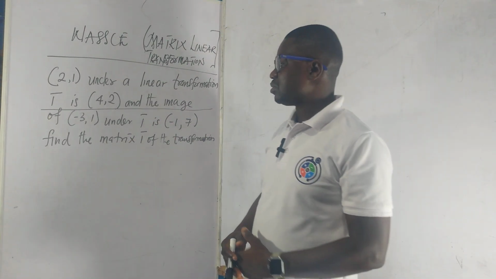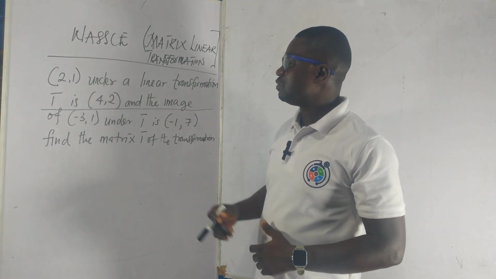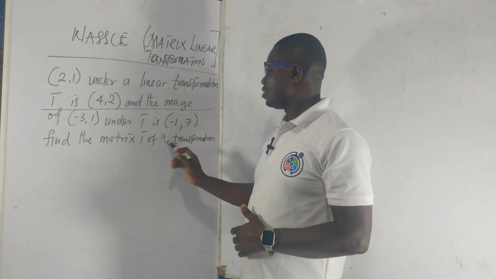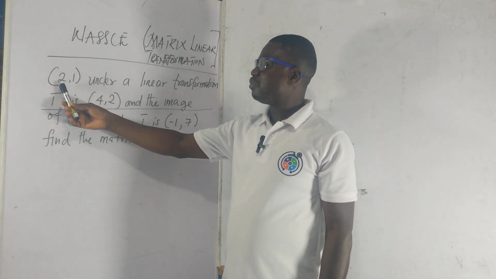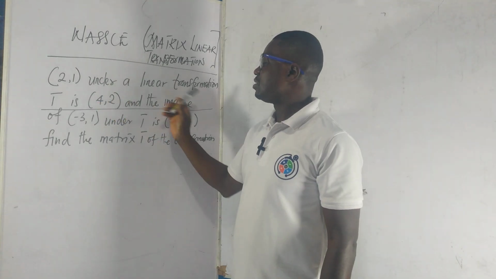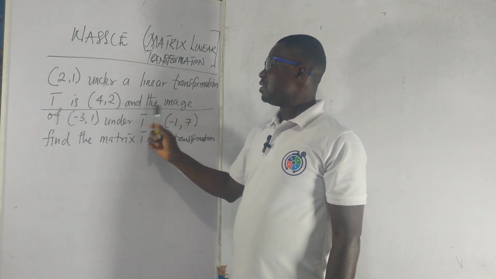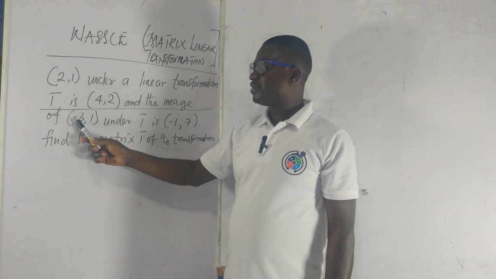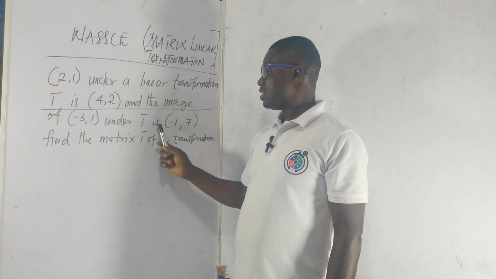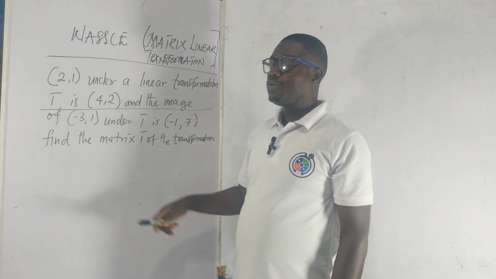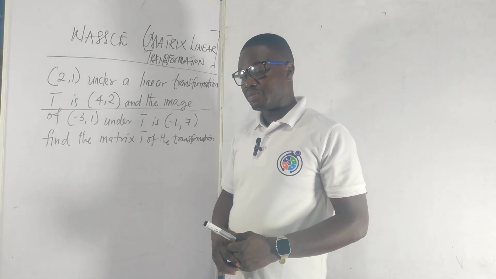Hello, let's look at this question. This is a WASSCE type question, and we are supposed to find the matrix T of the transformation. In this case, we have a point (2, 1) under a linear transformation T that gives us (4, 2) as the image. Then we also have another point (-3, 1) which under T, the matrix, gives (-1, 7). We are supposed to find the transformation, or the matrix.